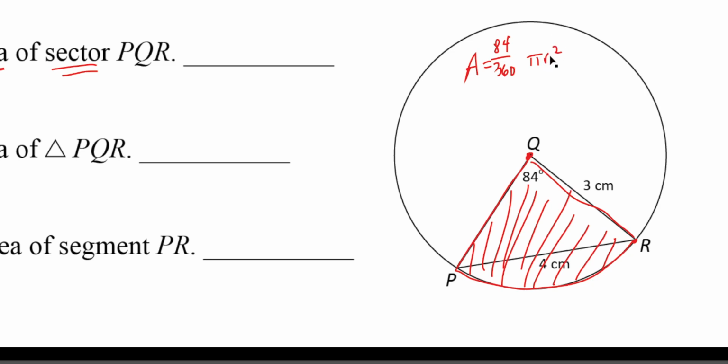All right? So instead of radius, what are we going to put in there? A 3. So it's 3 squared. What's 3 squared? It's 9. Pi is 3.14. So here's what you're putting in the calculator. You're going 84 divided by, so here's how you use the calculator.